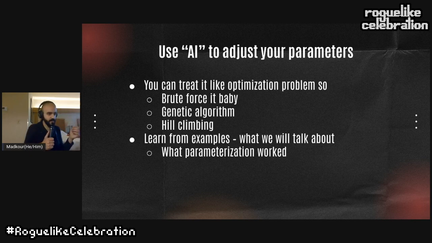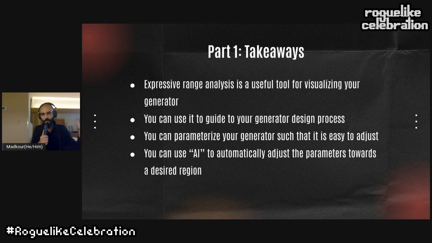Another way to do it is to learn from examples. And that's the approach that we're going to talk a little bit more about. Basically, you figure out which parameterizations are the things that you want in the expressive range analysis, and say, hey, these parameterizations are good, let's try to do more of these, right? And so you are learning from examples, and we'll talk about that in the context of grammars in the second half of the talk. So part one, takeaways.